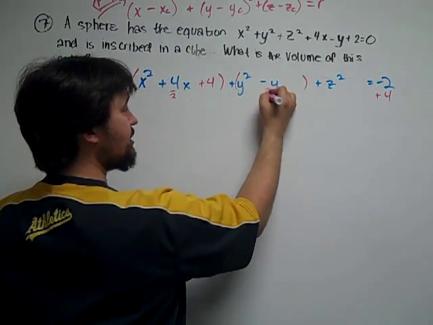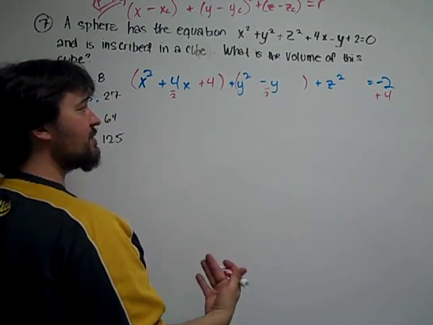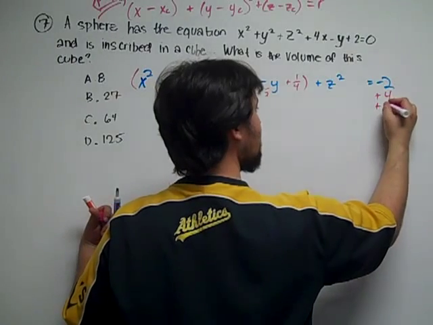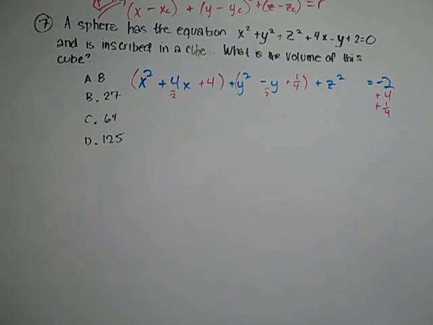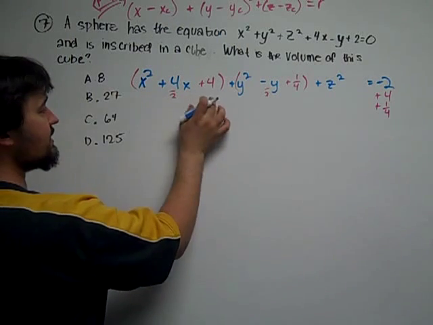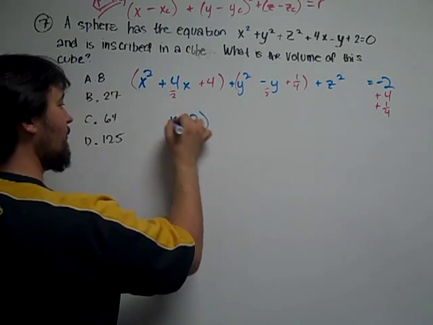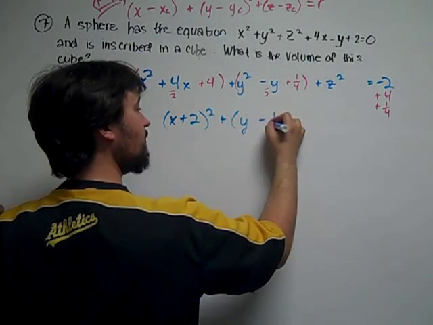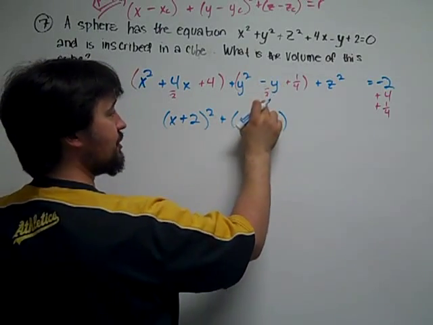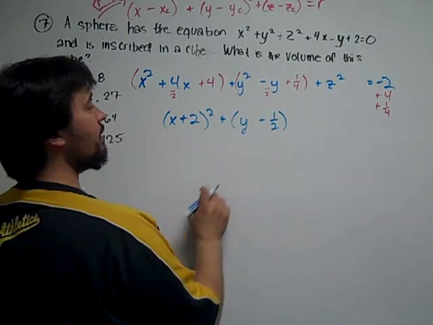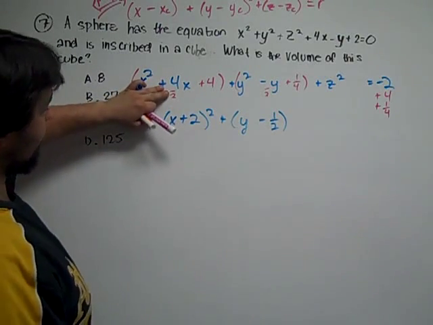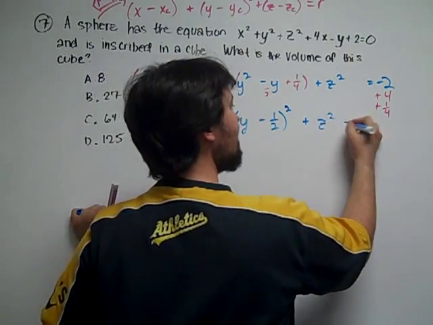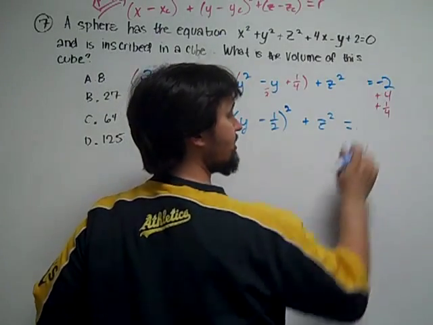Now, I'm going to take this number and divide by 2. That's negative 1/2. Negative 1/2 squared is 1/4. And I'm going to add that 1/4 to both sides. So, this is the perfect square of x plus 2. Perfect square of y minus 1/2. Remember, it's always the number divided by 2. So it was negative 1 divided by 2, so negative 1/2 is what you want to see popping up there. The 4 divided by the 2, so 2 is what you want to see popping up there. And then we just have plus z squared equals, well, that is 2 plus another quarter.